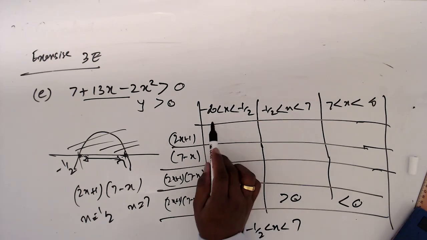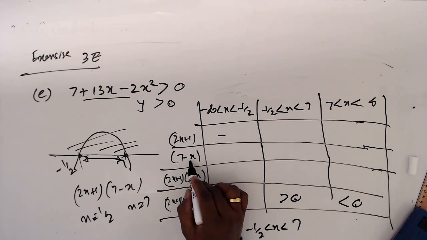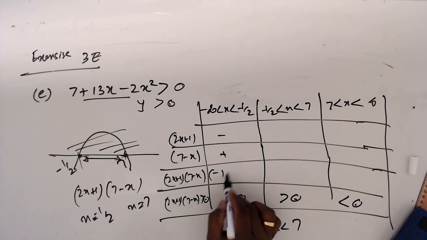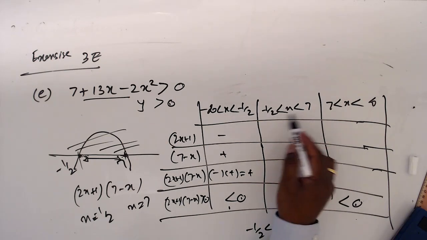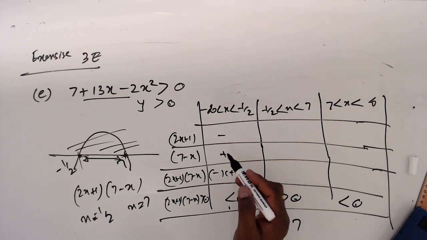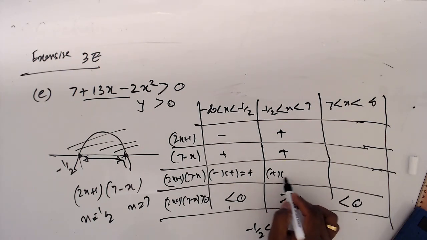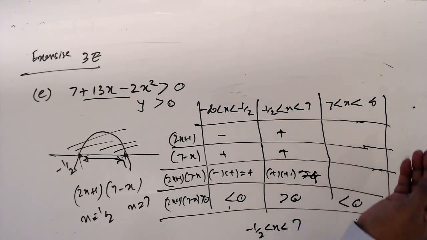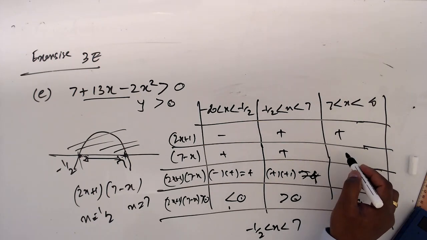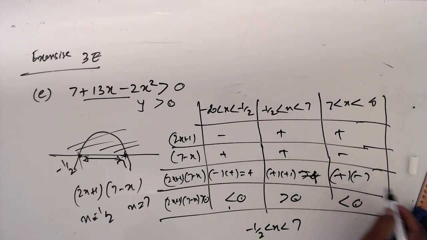Now we'll work it. Any answer less than minus half, minus 10,000: this is negative, this becomes positive, negative times positive becomes negative, less than 0. Then any number between minus half and 7, 0: this is positive, this is positive, positive times positive, greater than or equal to zero, positive, this is right. Then anything greater than 7, 10,000: this is positive, and this is negative, positive times negative is negative.